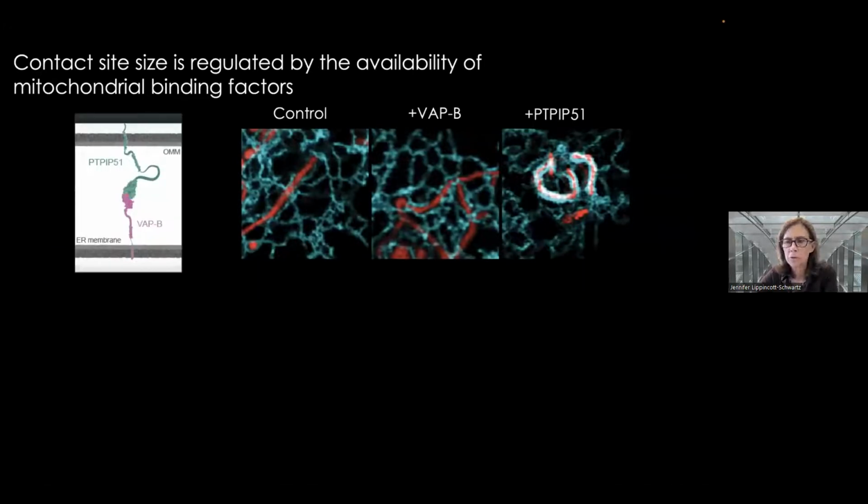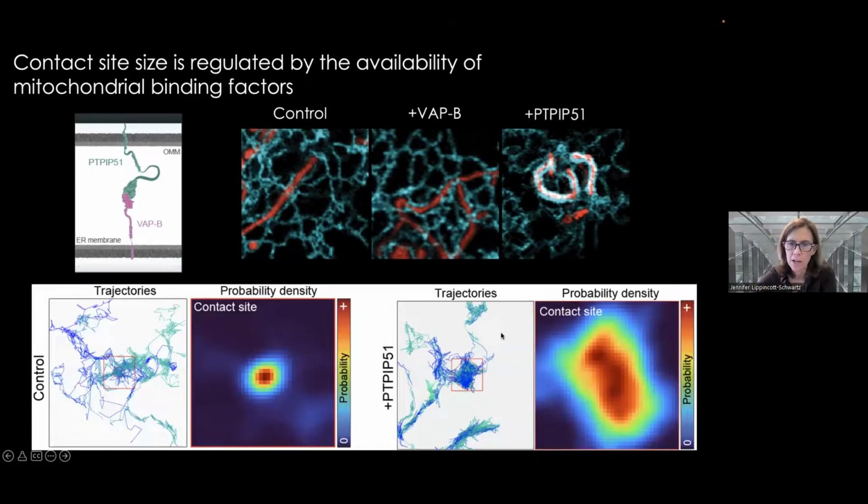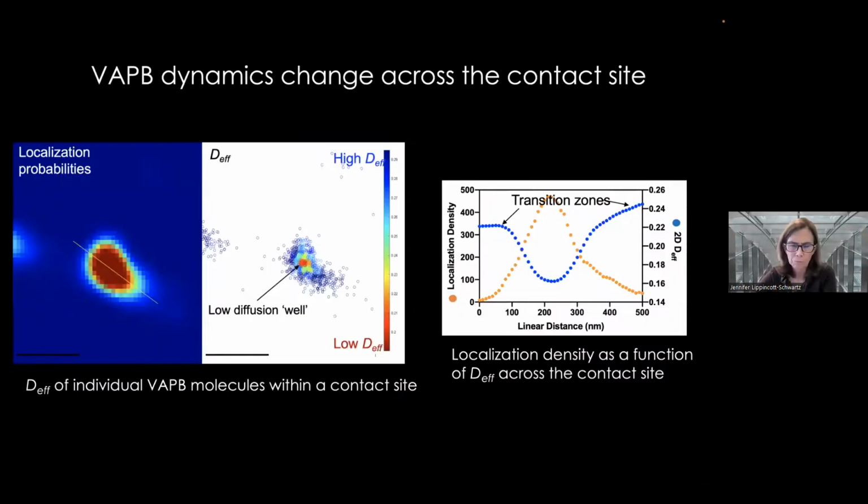So what can we learn from this? We can start doing some interesting things like who's controlling the size of these contact sites. If we overexpress VAP-B, no change in their shape. But if we overexpress the mitochondrial partner, we get a huge change in these contact sites. And this is just showing the single particle probability density analysis. So basically, it's the mitochondrial partner that's driving the size of these contact sites.